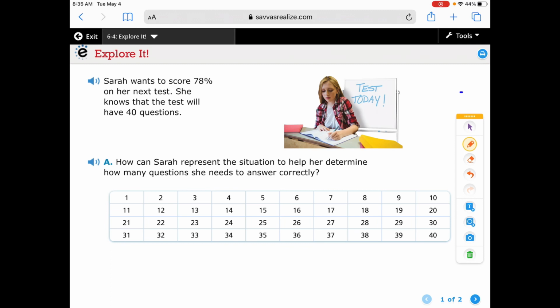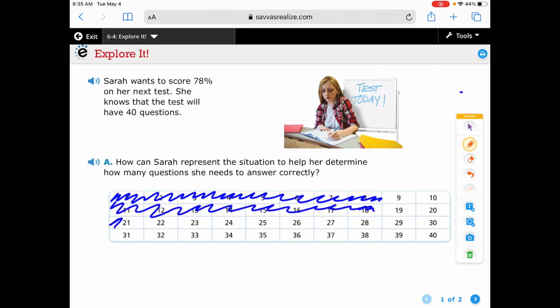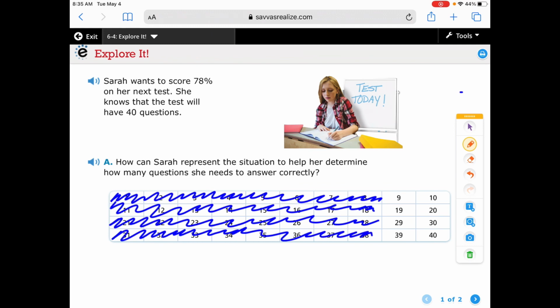So let's say that these ones that I'm going to scratch out, which you can do in a book if you have this provided for you. So we have 1, 2, 3, 4, 5, 6, 7, 8. And then we have 16. And then we have 24. And then we have 32. So we have 32 out of the 40 that she got correct.